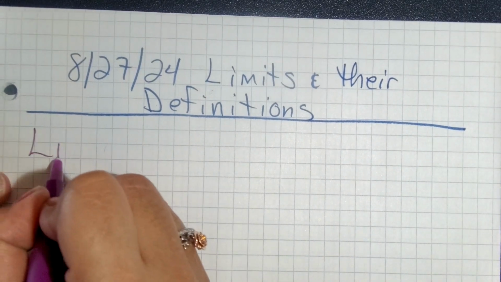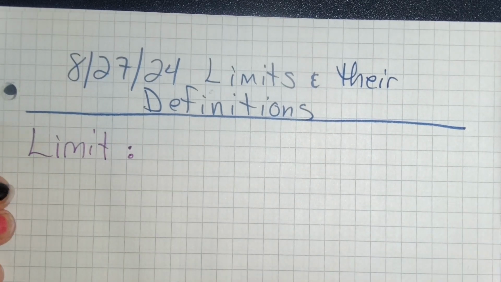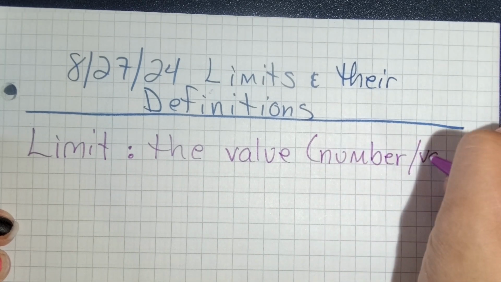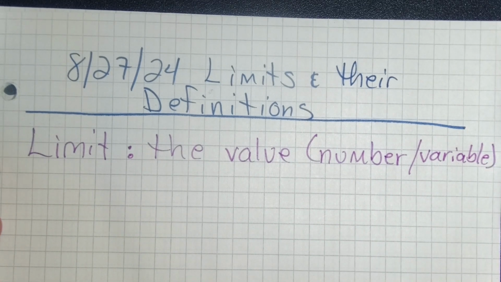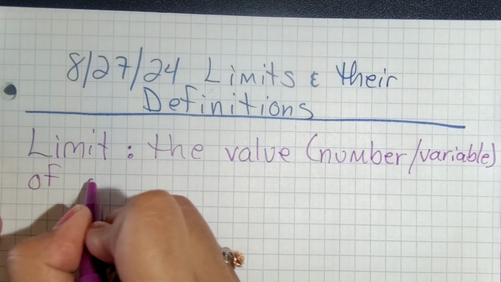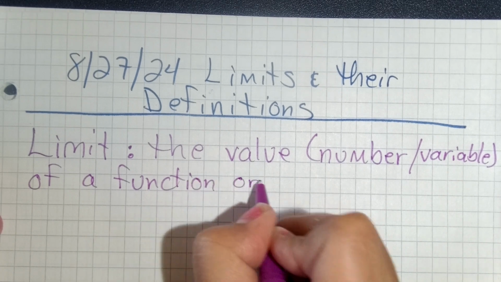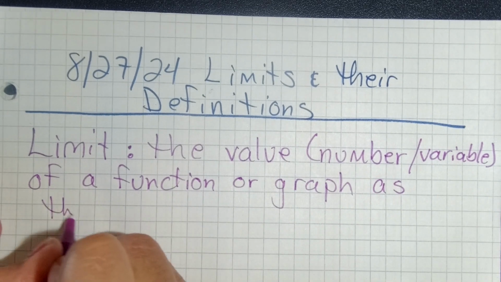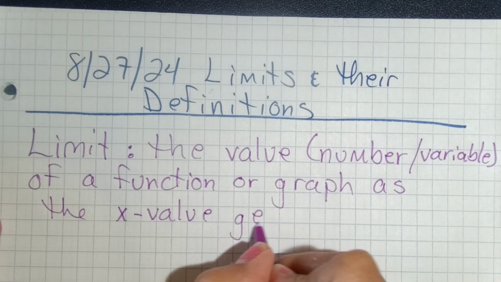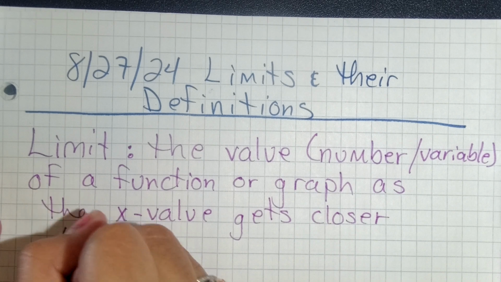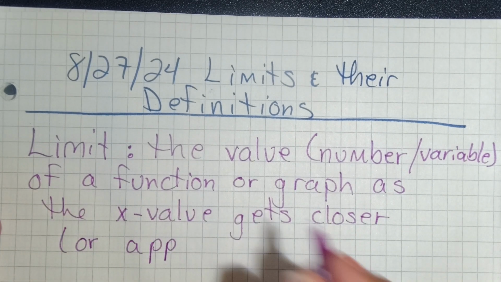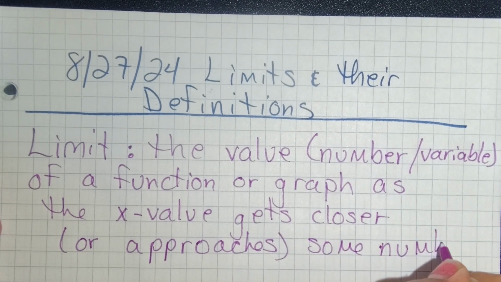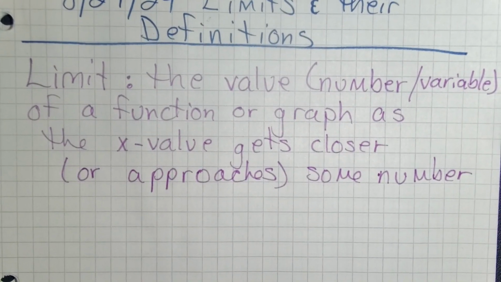All right, first definition we have is limit. The limit of a function is the value, meaning some number or variable, of a function or graph as the x value gets closer or approaches some number. Also, if I'm off screen, please let me know. Now I know this may not make sense right now, but we need the definition before we actually get into the examples.